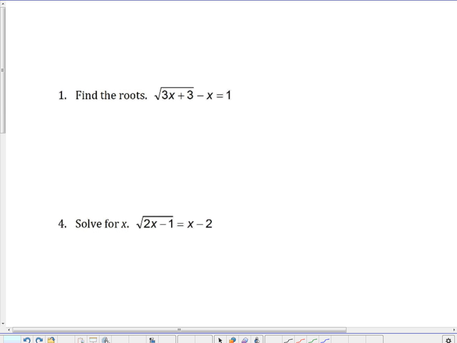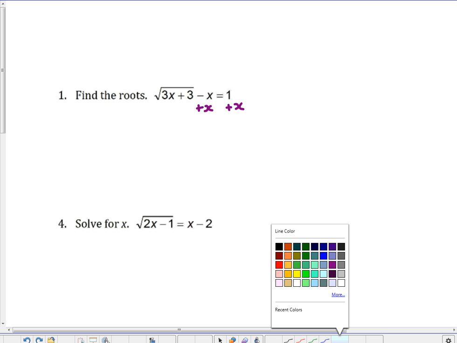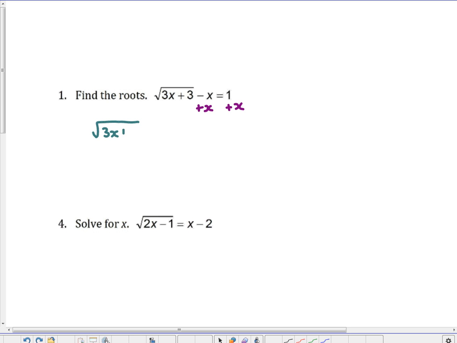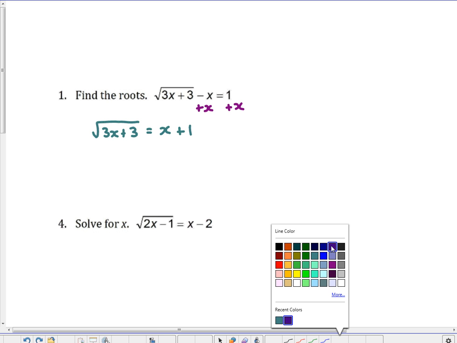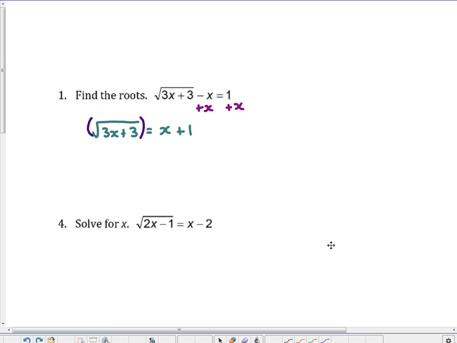What's step 1? Isolate the radical. Add x to both sides. Okay, so we have root 3x plus... oh, no, plus 3 equals what? x plus 1. Okay, step 2. Square both sides. So step 2, after we isolate, we square both sides.